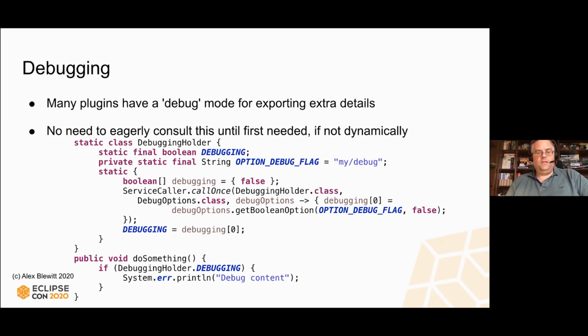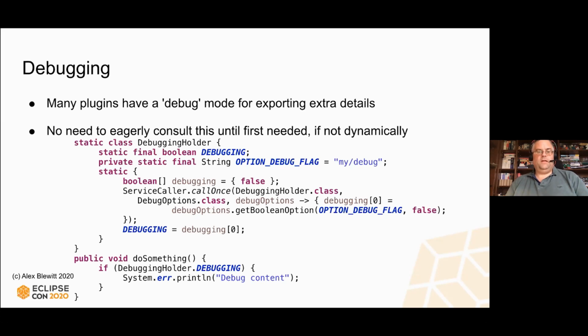Instead, you can use Service Caller to look up the debug options once and then get the Boolean value out from that. In this case, it's a little bit messier because we are running something inside the Lambda. We're then capturing the return result from that Lambda and then installing it into a field inside an array, and then we're using that to initialize the debugging field itself.